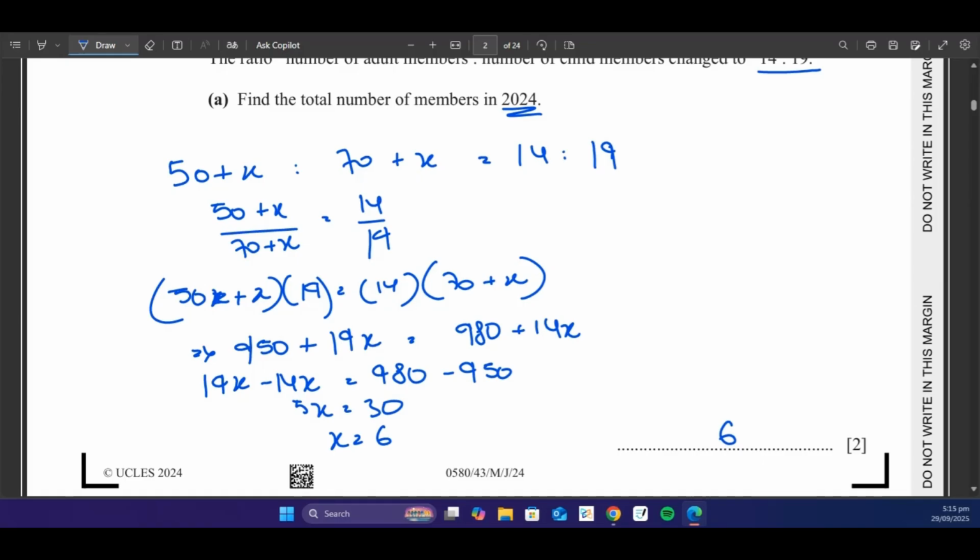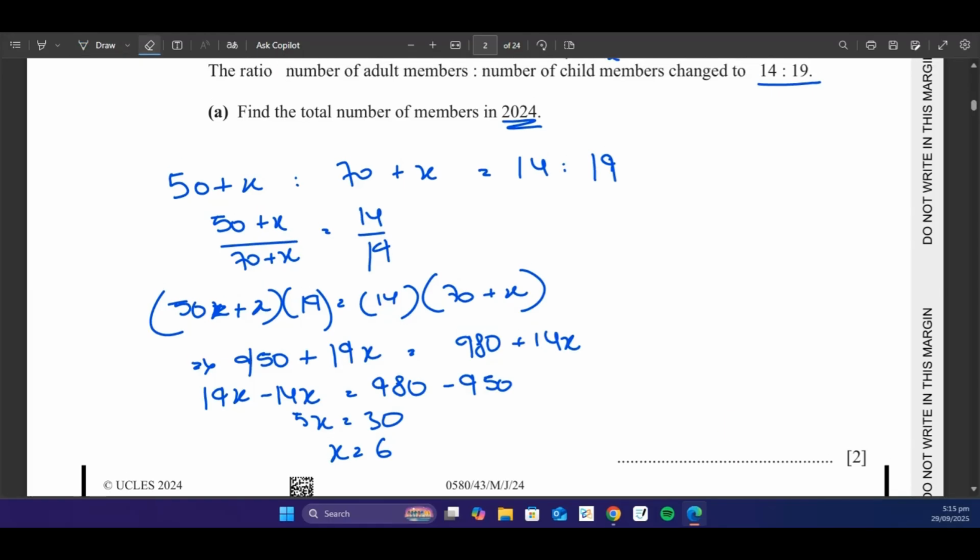Alright, perfect. So now we have the figure, we have the value of x. Okay, that's not a final answer. That is just the value of x. Now we need to find out the total number of members. How do we do that?